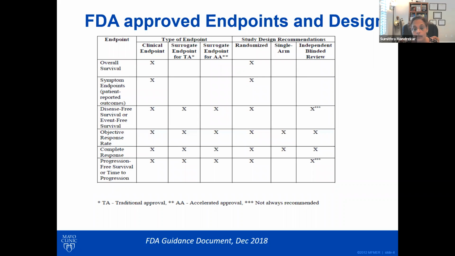And then the most important part is how does this all impact our endpoints and design? As you can see, this is from the FDA document in 2018, a number of different endpoints. And when can you use these endpoints, either for traditional approval or what the FDA coins as accelerated approval? Are they surrogate endpoints? Are they clinical endpoints? What sort of designs to use? And what are the types of endpoints?